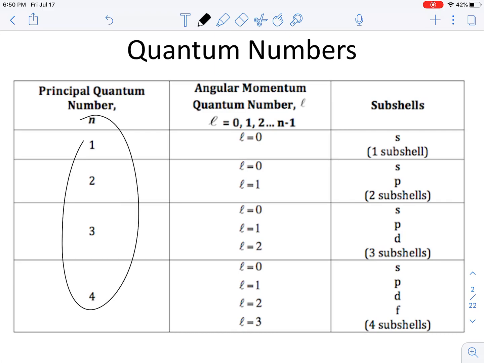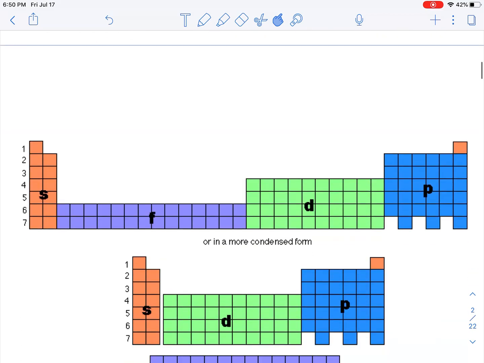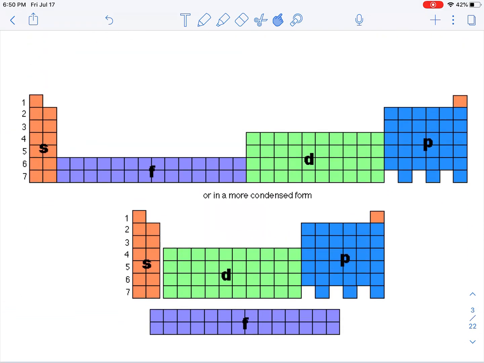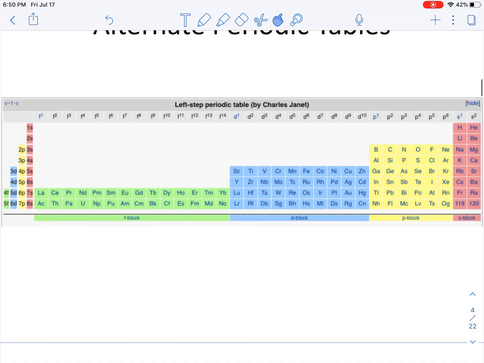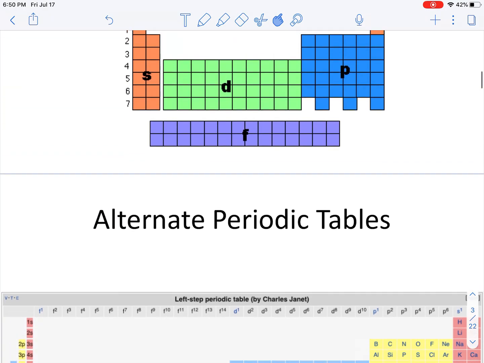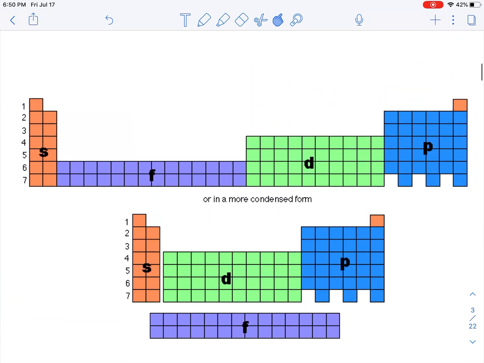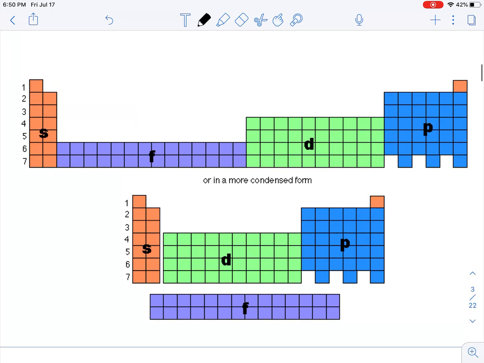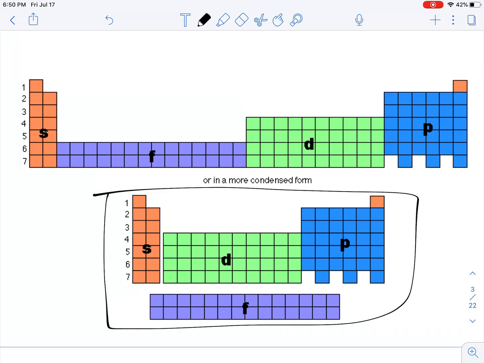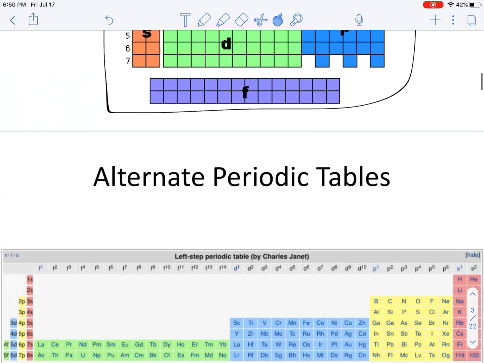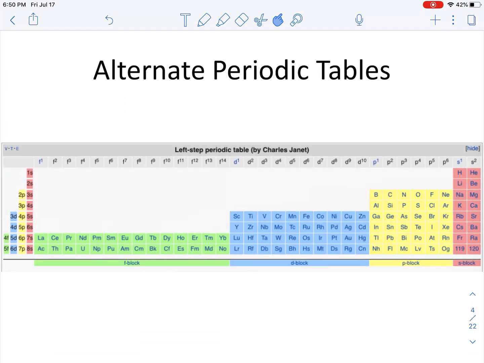So remember, we looked at these ideas of quantum numbers, which tells us that there are shells and there are subshells, and those subshells have different numbers of electrons in them. And remember that they occupy different places on the periodic table. And there's all manner of different kinds of periodic table. We're used to seeing this one right here. This is the most popular one. But there are other ones that are just as valid.